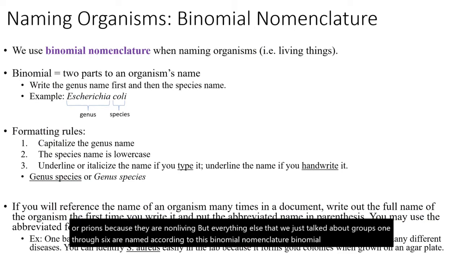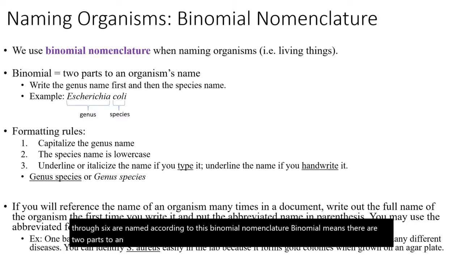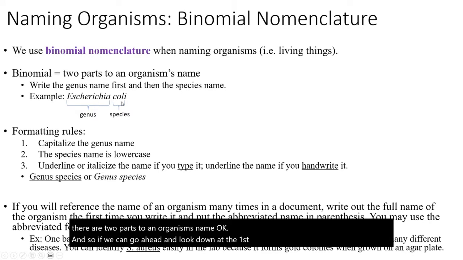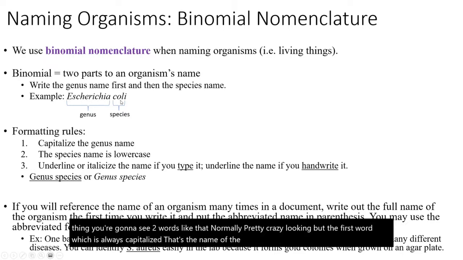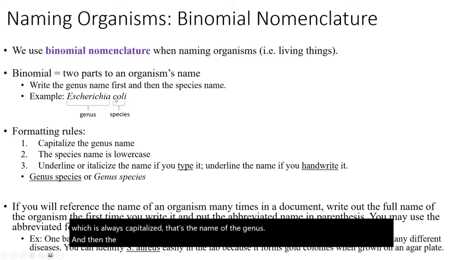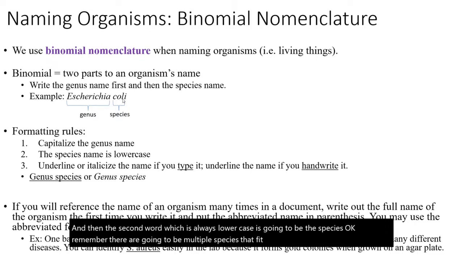Binomial means there are 2 parts to an organism's name. If we look down at the first example, Escherichia coli, with any living thing, you're going to see 2 words like that, normally pretty crazy looking. The first word, which is always capitalized, is the name of the genus. The second word, which is always lowercase, is the species. Remember, there are going to be multiple species that fit within a given genus.